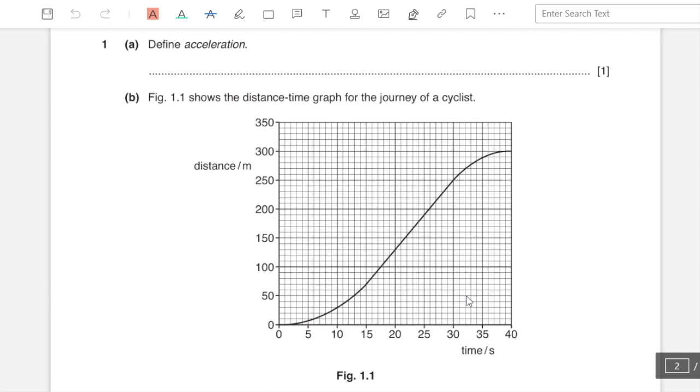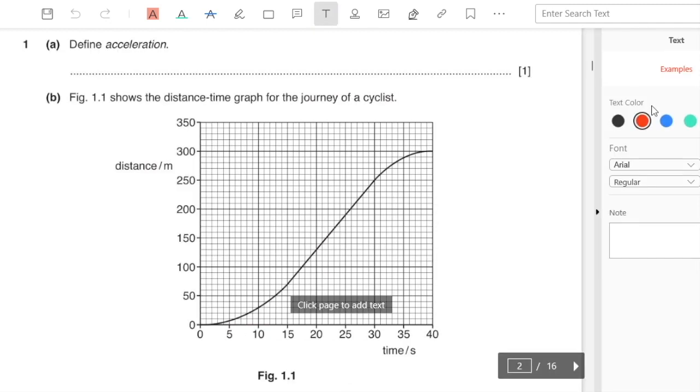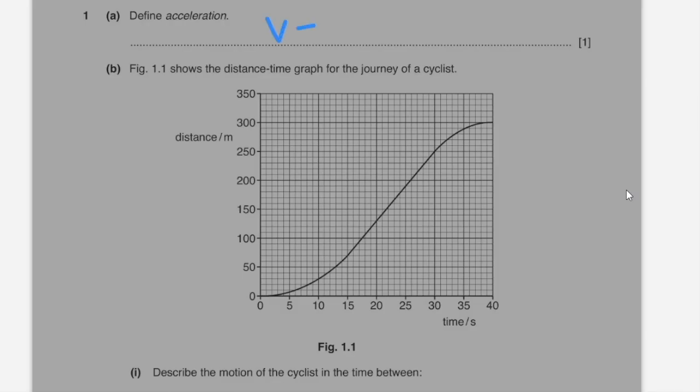Starting with question number 1a, define acceleration. So I'll just write the formula over here. Acceleration is change in velocity divided by the time taken for the change.